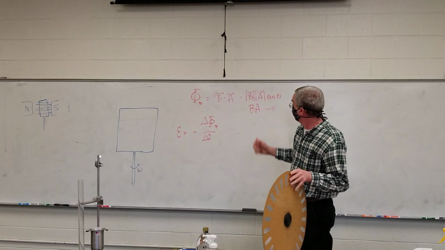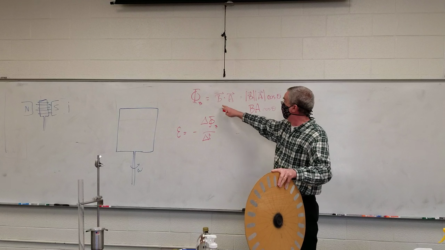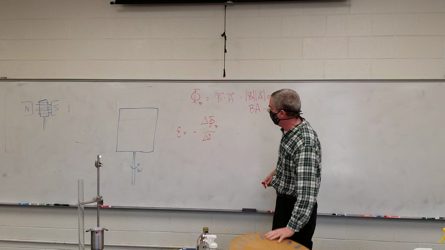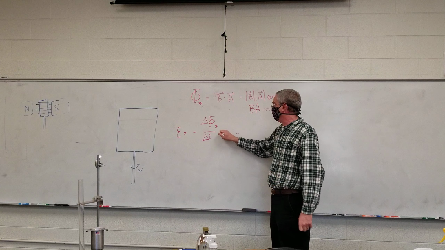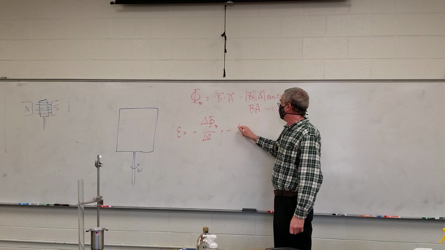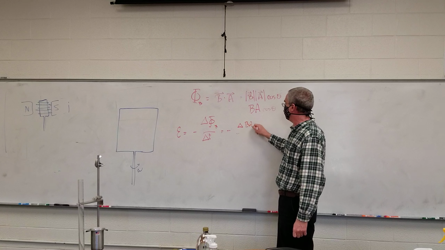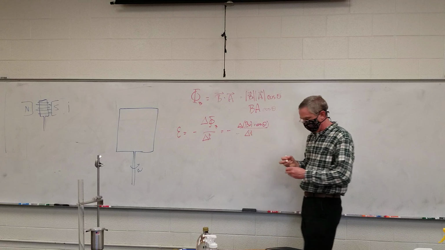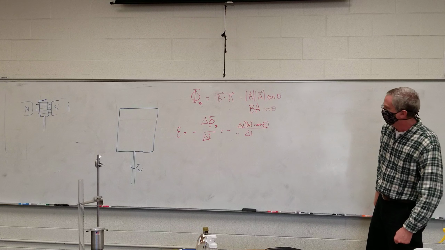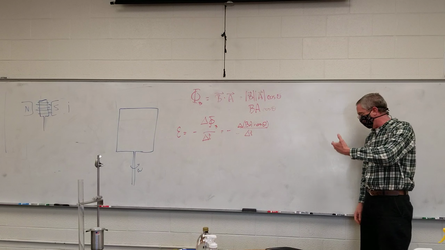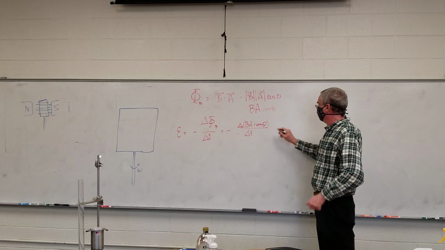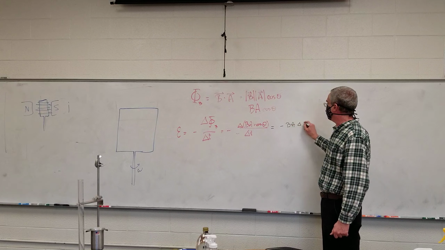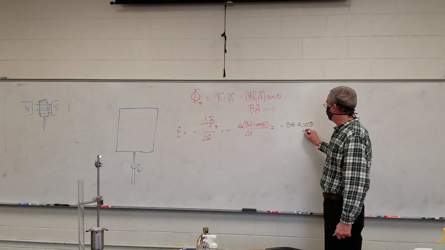So the angle theta between my magnetic field and my area vector is constantly changing, so it is a variable. This becomes the negative change in BA cosine theta over change in time. Anything not changing, I can just factor out. So this becomes negative BA times the change in the cosine of theta over the change in time.